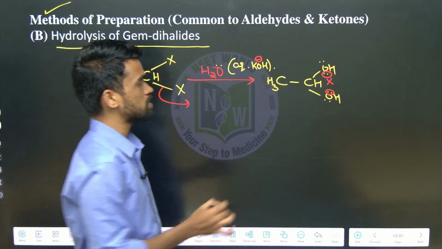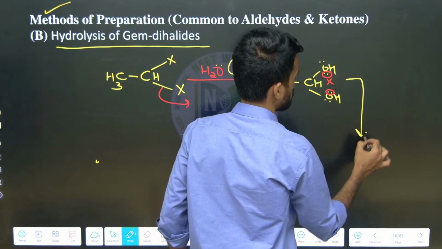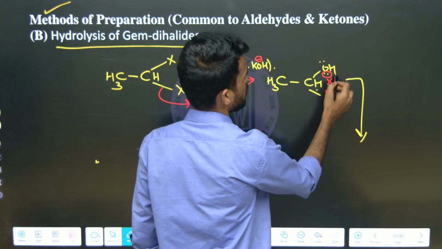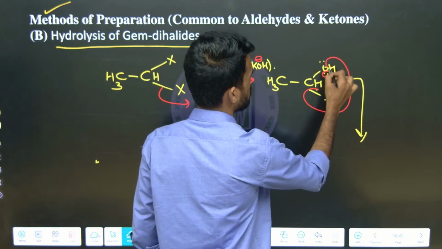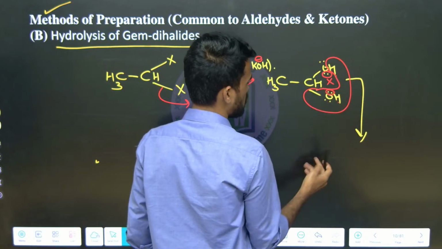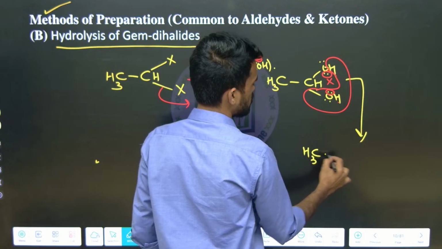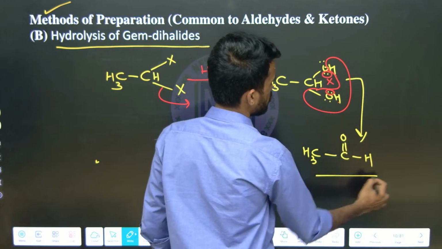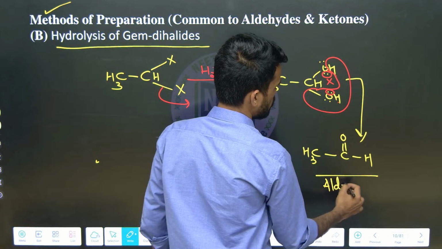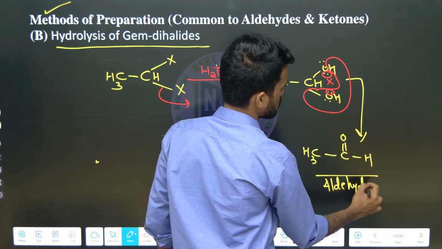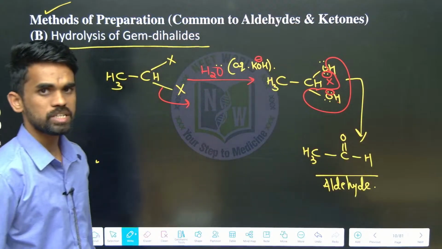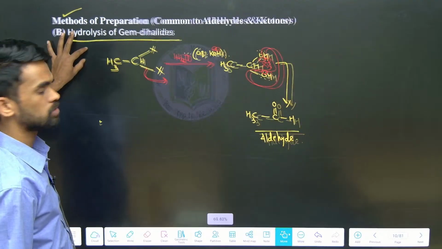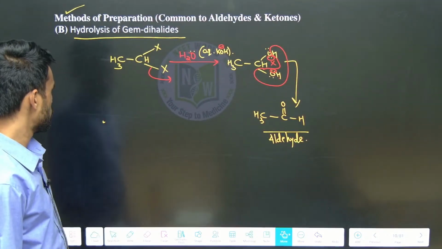So now what happens? They will undergo dehydration, which means elimination of water. See how I am eliminating? This OH and this H are removed as water. If I remove it as water, what is the remaining thing? CH3, CH, with this oxygen, double bond O. So we got our aldehyde as a product here. Hope the discussion is clear. Is this clear or not? Clear now? Right. Next.